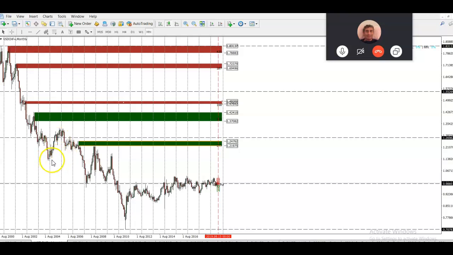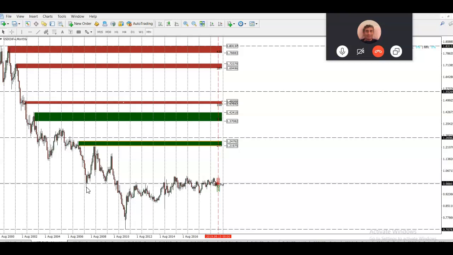So I'm looking for the area that actually took out this low, which is kind of around about here. It comes back down. Now I'm looking for the area that took out this low. I'm looking for the sell zone, so I'm looking for selling pressure that took out this low here. I'm looking for the zone that took out that low.